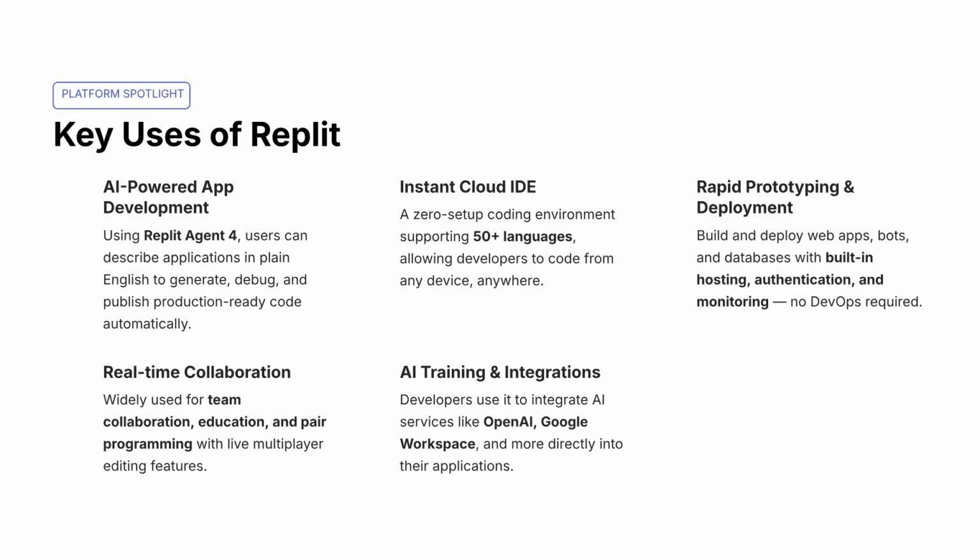For rapid prototyping, it's got built-in hosting, auth, and monitoring baked in. No DevOps required. Collaboration is solid too. Live multiplayer editing, great for pair programming or teaching. And if you're building AI-powered apps, it has native integrations with OpenAI, Google Workspace, and a bunch of other services. It's basically a one-stop shop if you want to ship fast.